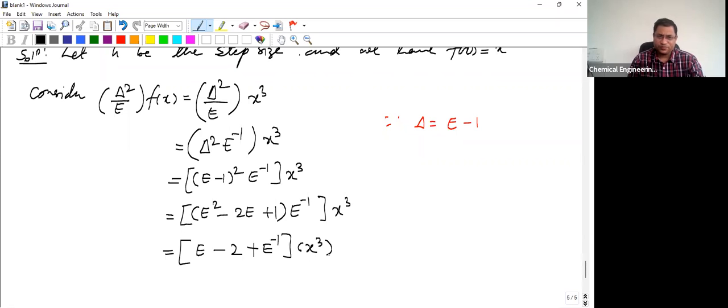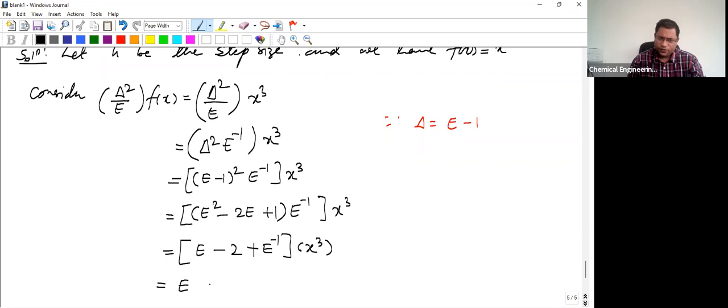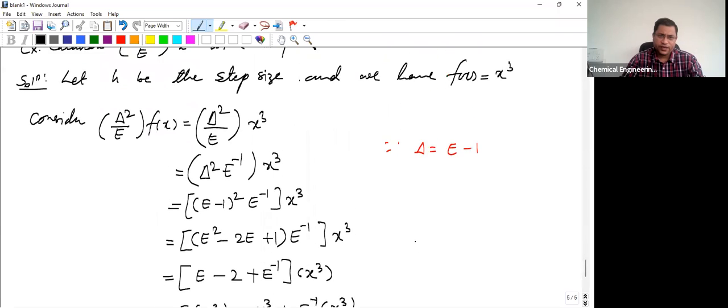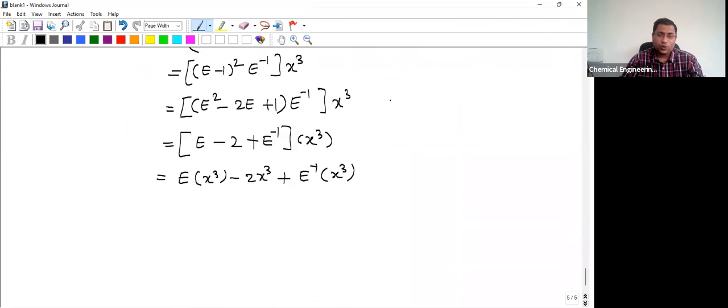So now what we can have is e of x cube minus 2x cube plus e raised to minus 1 x. Here in the example, h is given. What we want is with the help of the step size h. Now let us calculate.